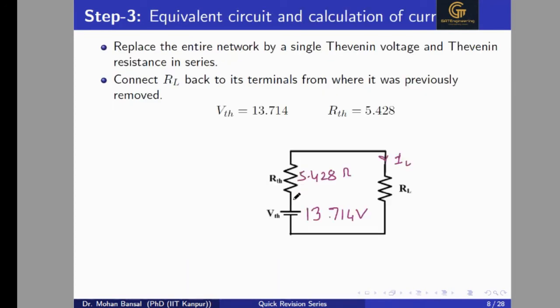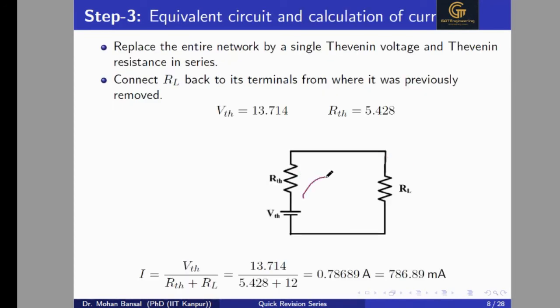Now we can compute the current value by applying KVL, and I will be equal to VTH divided by RTH plus RL. We know the values of VTH, RTH and RL. RL is 12 ohm. So after simplifying this, we are getting 86.89 milliampere current in RL. I hope it is clear to everyone.